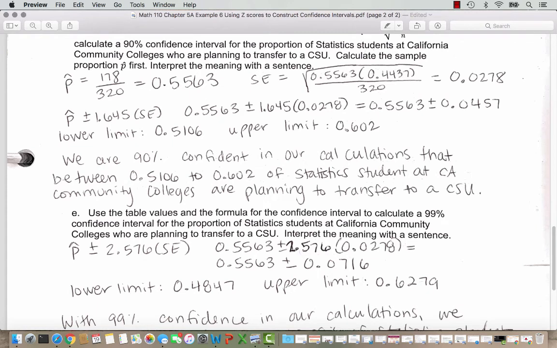We want to check to make sure that in our sentence we had how percent confident we were, and that we gave the range of values from the lower limit to the upper limit, and that we were predicting the whole population. So in this case, our whole population was students at all of the California community colleges. So our summary sentence hit all of that criteria.